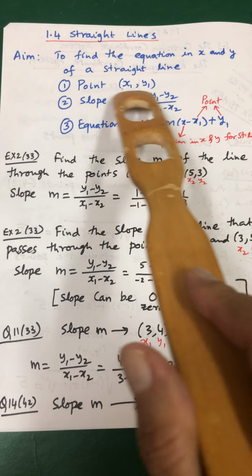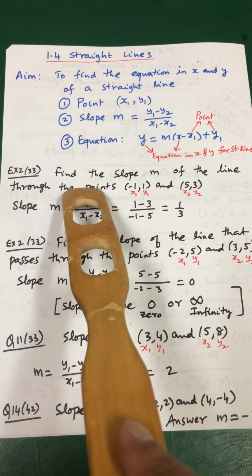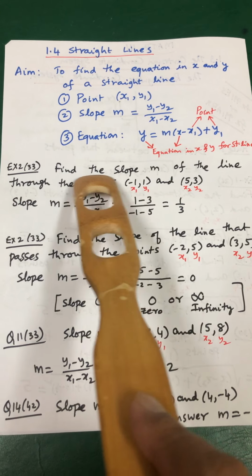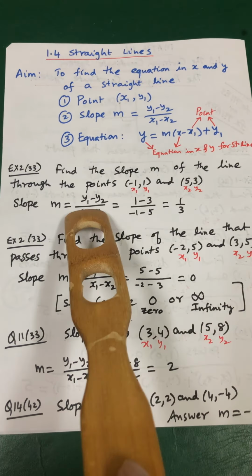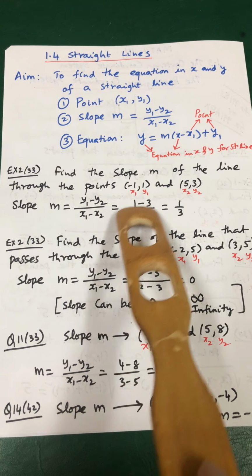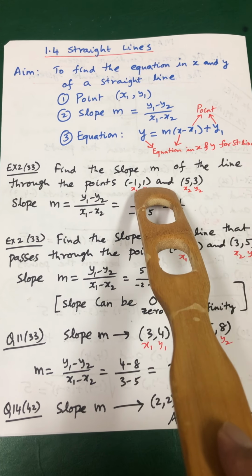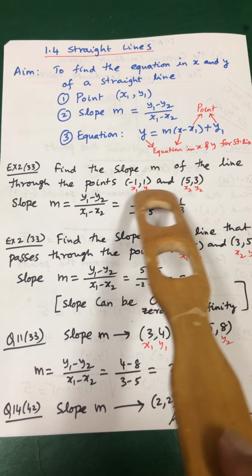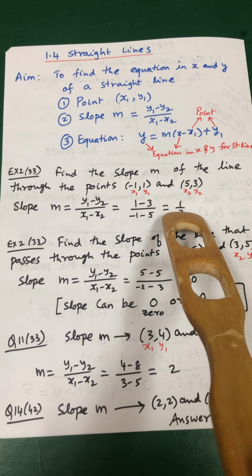Here first we'll find the problems on the slope. Find the slope m of the line through the points minus 1, 1 and 5, 3. What is the question? Find the slope m. What is the formula for slope m? (y1 minus y2) over (x1 minus x2). Jump on the problem, write x1, y1 and x2, y2. So y's are 1 and 3, so 1 minus 3 over, x's are minus 1 and 5, minus 1 minus 5. Use calculator, you get 1 over 3.